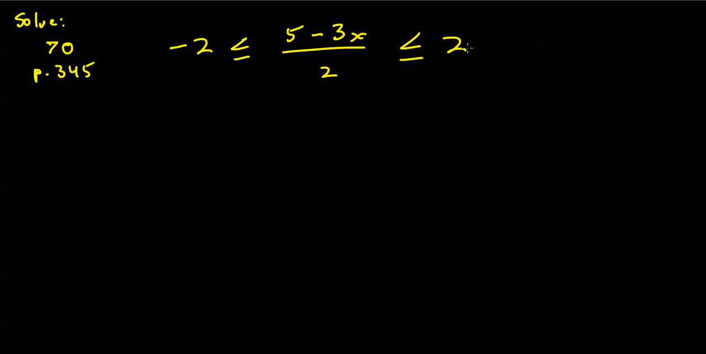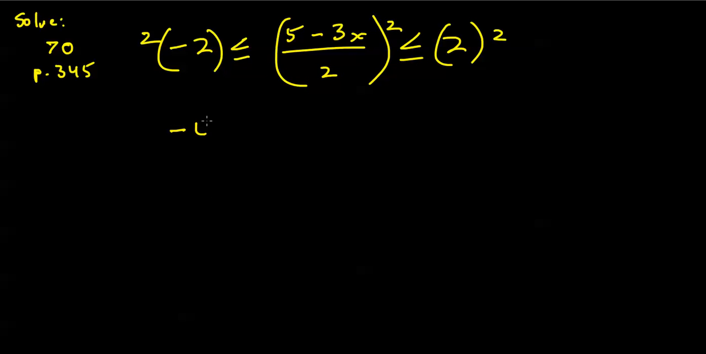Again, the goal is going to be to isolate x in the middle, and I see if I multiply all three elements by +2, I'll get rid of this fraction in between. So let me go ahead and indicate this. Multiplying each element by +2. On the left, I'll get -4 is less than or equal to, well, of course, the 2's cross-cancel here, 5 minus 3x over 1, which is, of course, 5 minus 3x, which is in turn less than or equal to +4.